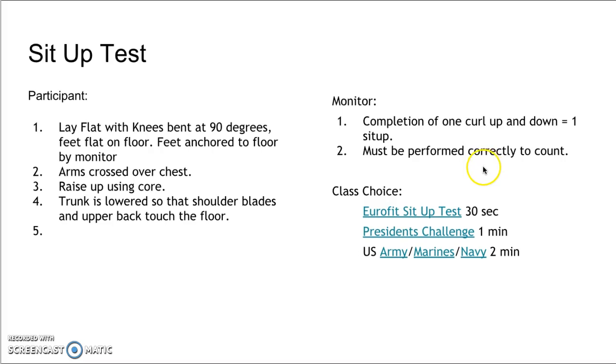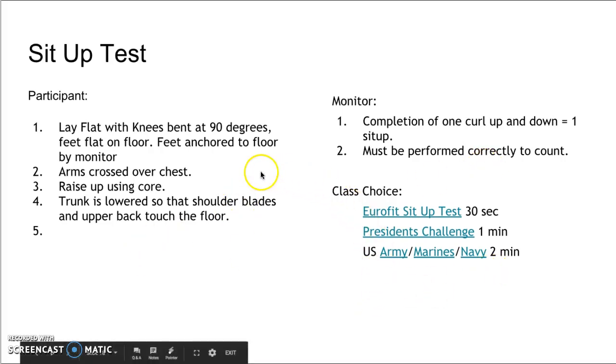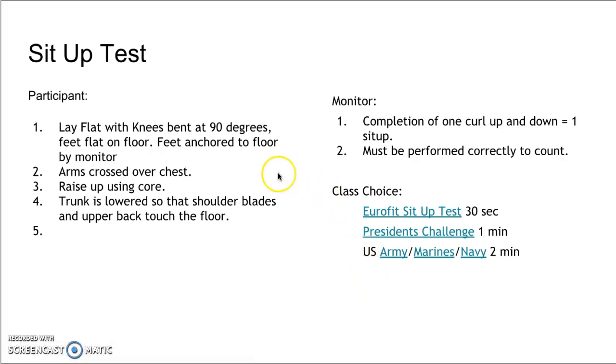One curl, one sit-up, is when you move from floor to vertical and back to floor. That will be a count of 1. Move up to vertical and back down, that's a count of 2. If you do not do any of these things, or you remove your crossed arms over your chest, then you will stop. It won't count. You'll continue your time for 1 minute, but it won't count.